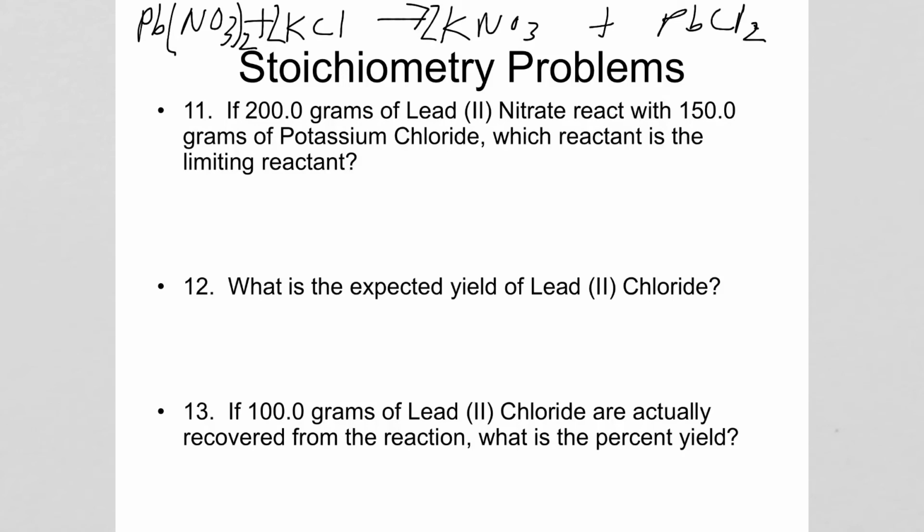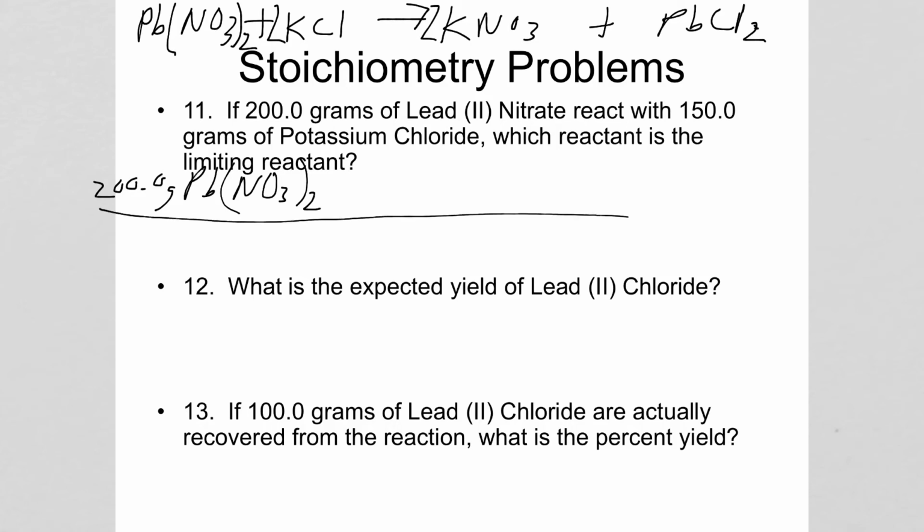So now let's start by looking for our limiting reactant. Remember, we could start with the amount of either reactant and use that to determine the limiting reactant. So I'm going to start with the lead nitrate. So we had 200 grams of Pb(NO3)2. As always, let's convert from grams to moles first. The molar mass of lead 2 nitrate is 331.20. That's 1 mole.